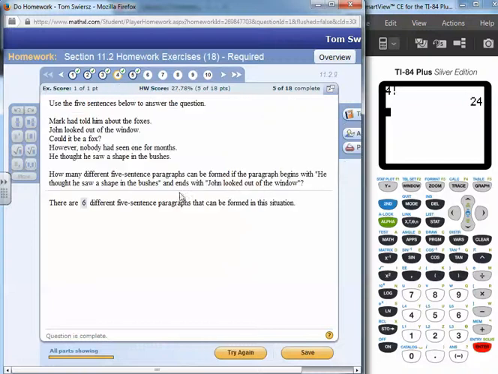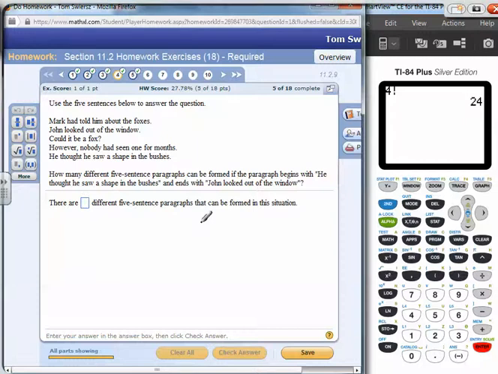Number 4. Use the 5 sentences below to answer the question. So we have 5 sentences. How many different 5-sentence paragraphs can be formed if the paragraph begins, "He thought he saw the shape of the book," and ends with, "John looked out the window?" So we've got 5 sentences, right? If the paragraph begins with "He thought he saw a shape," then that is definitely just one choice. It's got to be that one. It ends with "John looked out the window." Again, it's got to be that one choice, so there's only one choice there.